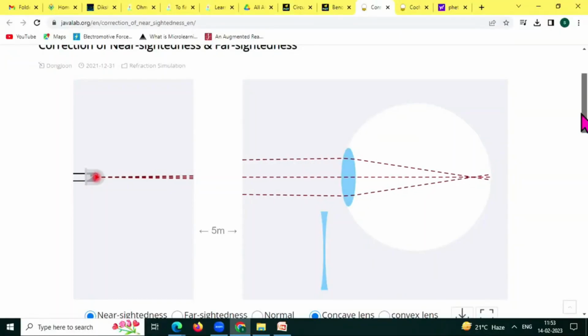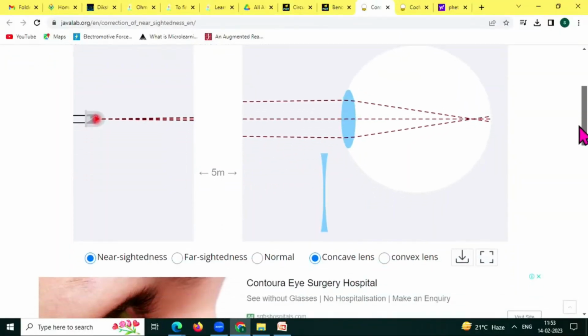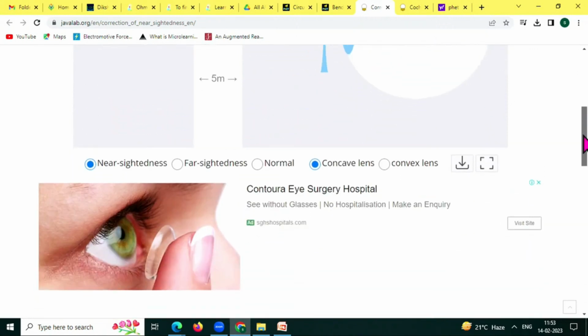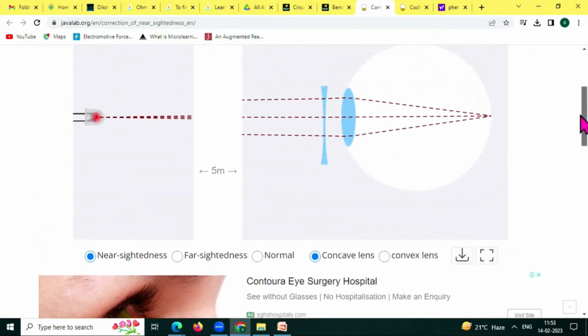Okay. So, this is one open resource also, other than Diksha. This is a Java applet. It shows how we can correct our error, myopia, nearsightedness and farsightedness.